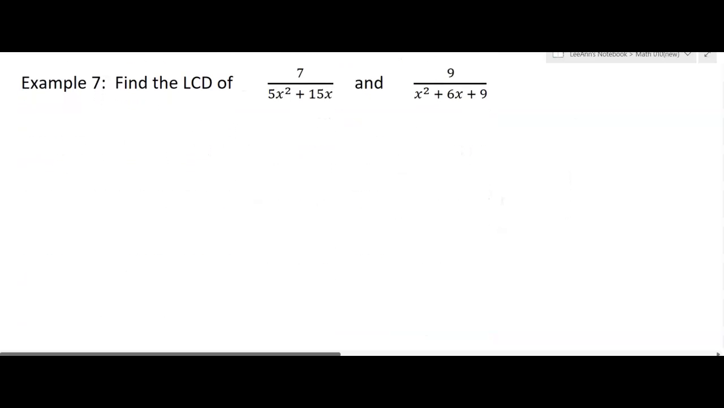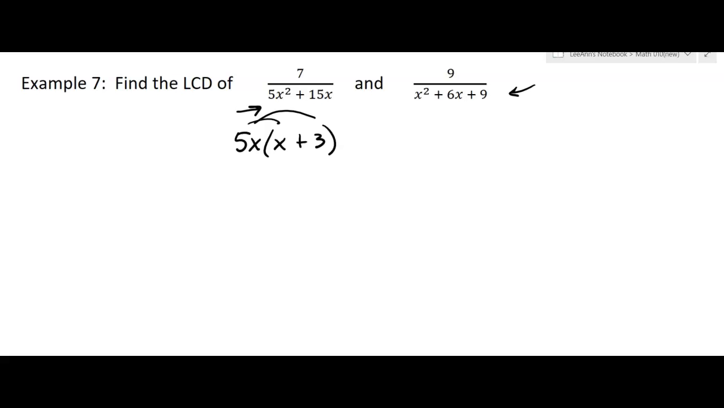All right, let's look at another one. This one has some factoring. So I want to factor the numerator. It's got a GCF of 5x. And make sure that's correct. 5x squared, 15x. Okay, that's good. And now I need to factor this denominator. That factors into x plus 3 times x plus 3.